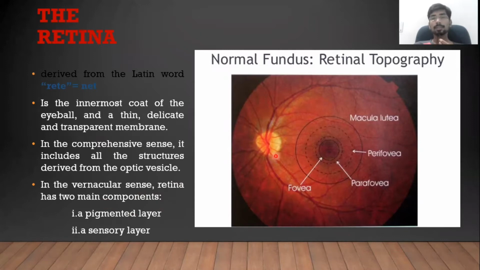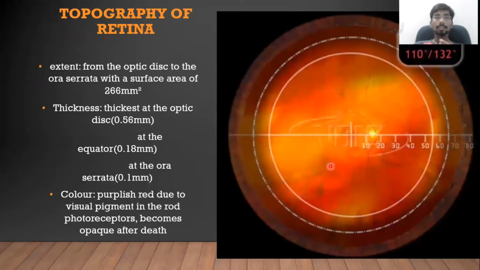So this is normal macula showing center one is fovea and surrounding fovea is parafovea and surrounding parafovea is perifovea. Extent is from the optic disc to the ora serrata with surface area of 266 mm square. Thickest at the optic disc 0.56 mm and at equator it is 0.18 mm, at ora is 0.1 mm. Color purplish red due to visual pigment in the rod photoreceptors and retina becomes opaque after the death.